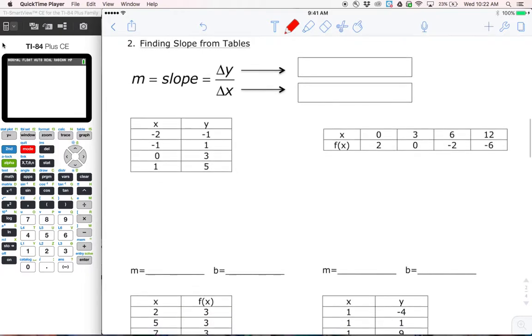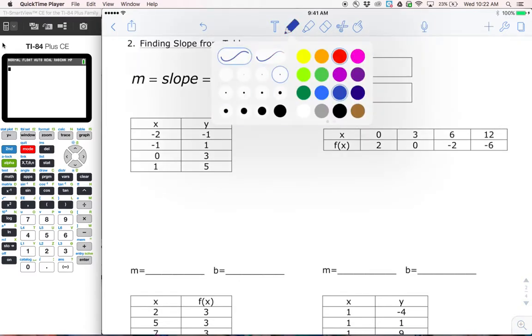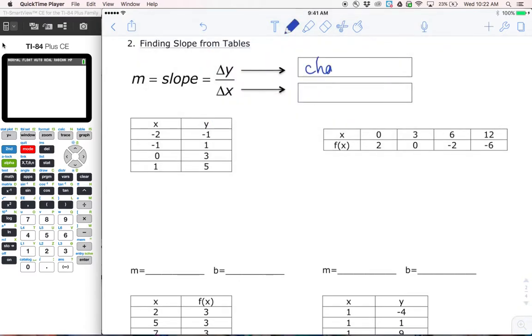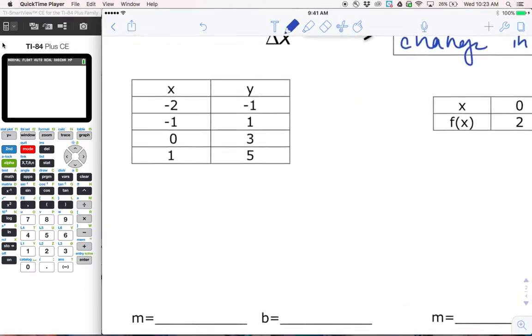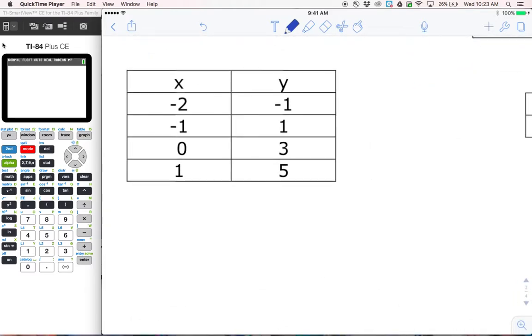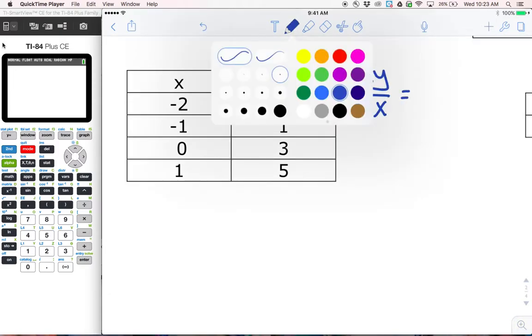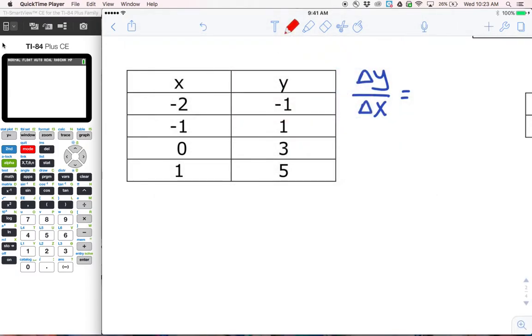On the back side of your notes, we're finding slope again, but this time we're finding slope from a table. And they actually do use delta y here, which we know just means change in y. And we know delta x just means change in x. Okay? All right, so let's look at this one here on the left. Let's keep in mind that my slope is change in y over change in x. So you can pick any 2 points in this chart and you can just compare the two.